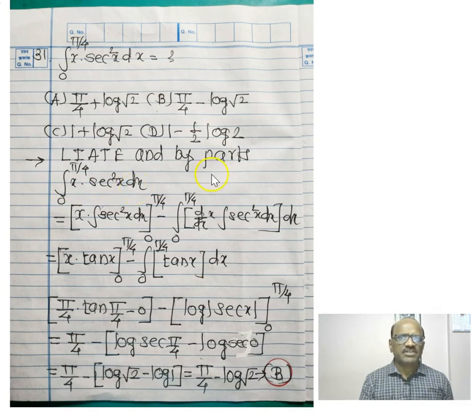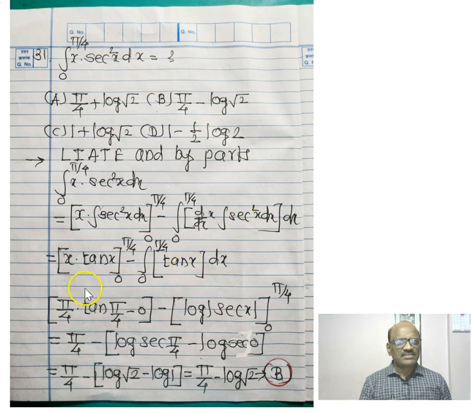Therefore, by the definition of integration by parts: first function into integral of the second, minus integral of the derivative of the first into integral of the second. In this way, the first function is as it is, x. Integral of the second, that is sec square x dx, from 0 to pi by 4. Integral of sec square is tan x. Therefore, x into tan x from 0 to pi by 4, minus integral from 0 to pi by 4. The derivative of the first, x, is 1, and the integral of the second, sec square x, is tan x.